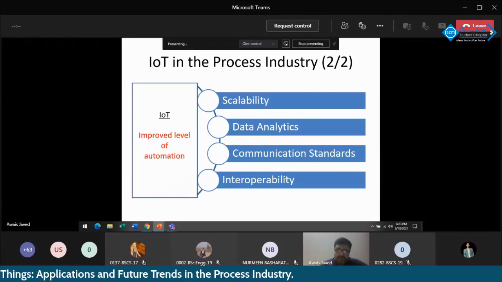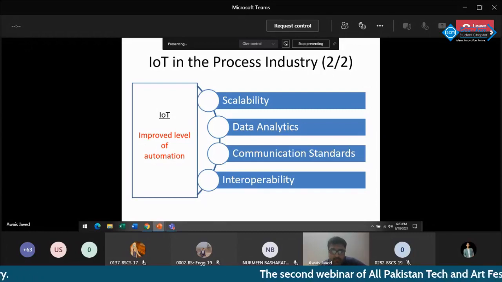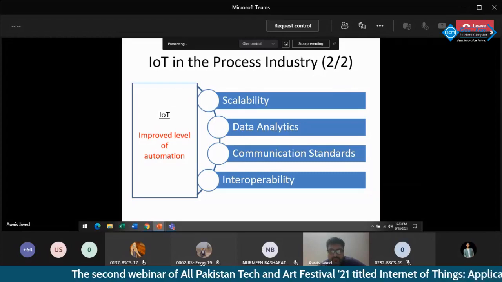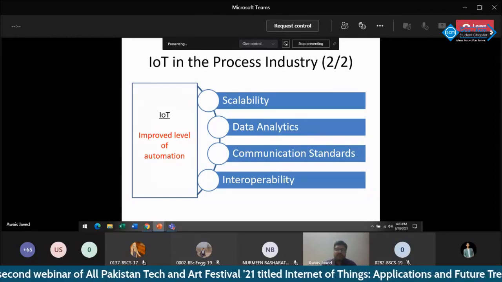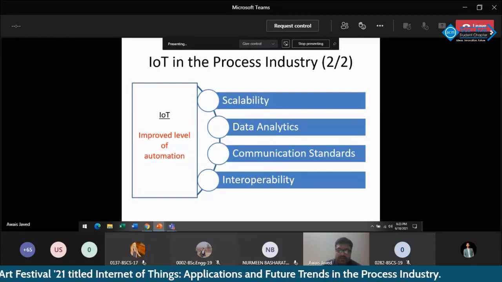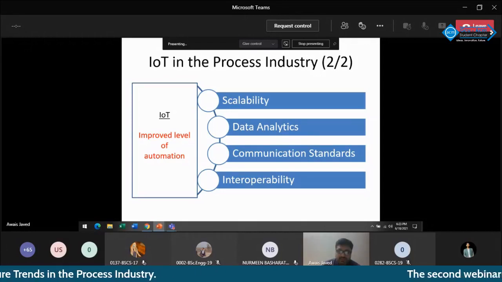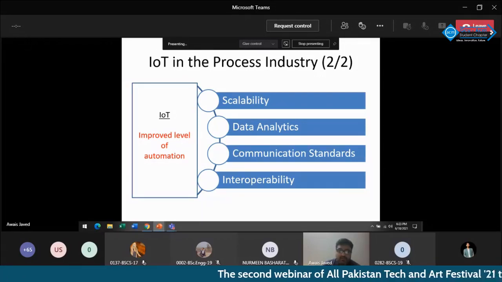Lastly, interoperability is also a key feature of IoT. What interoperability means is that different devices or machines from different manufacturers can talk to each other. It doesn't matter if one machine is from one manufacturer and the other is from another manufacturer. They can have standard communication protocols and they can talk to each other. So in summary, IoT can enhance the level of automation, and it can improve the level of data sharing in an industry.